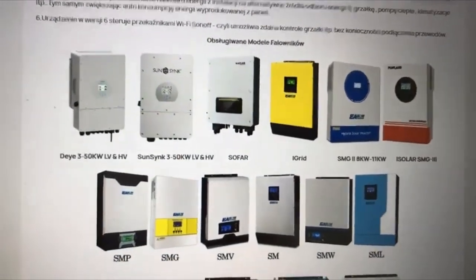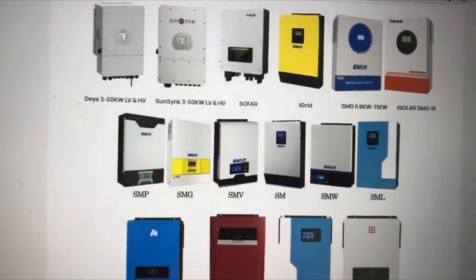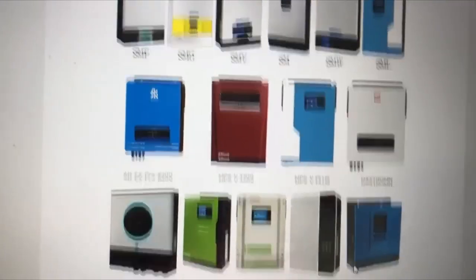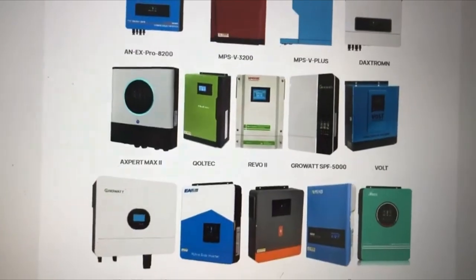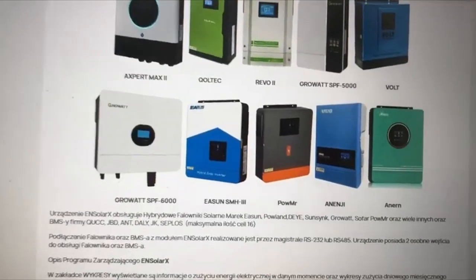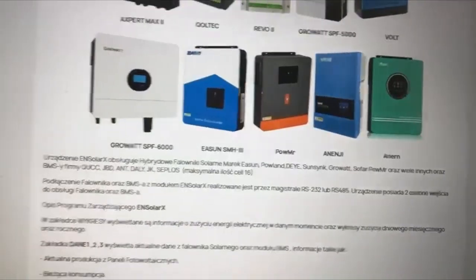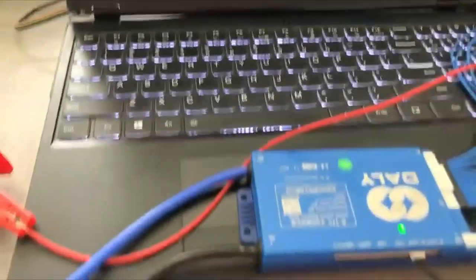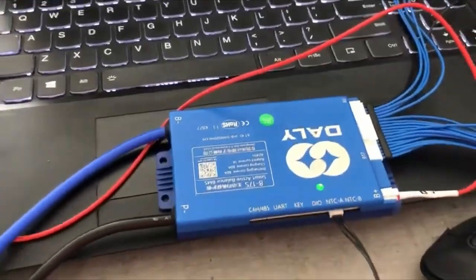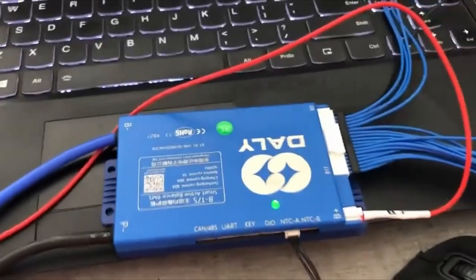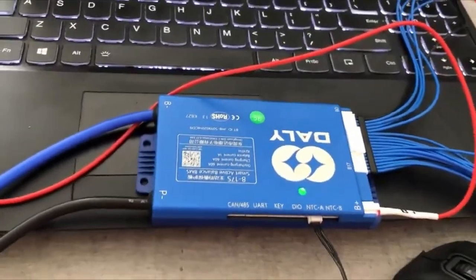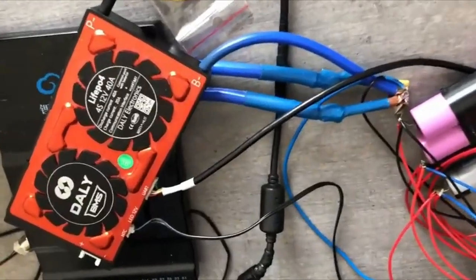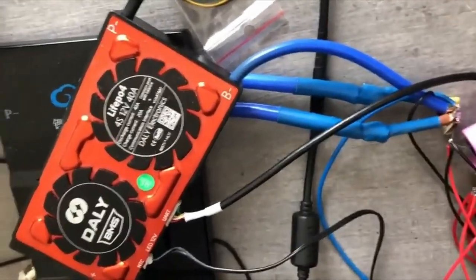You can watch what you can connect to this device. Look here, there's a whole big list of inverters starting from DAE, Samsung, Software, iGrid, SMG, SMP, SMW, some MPS, DAX, Storm, Experts, Cooltech, Growatt, Voltronic, Palmera, and others. The whole list, and it is still growing.